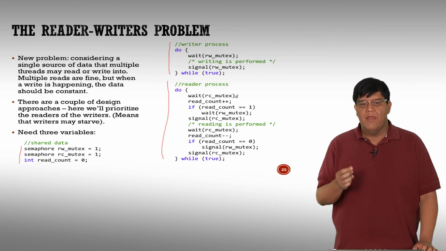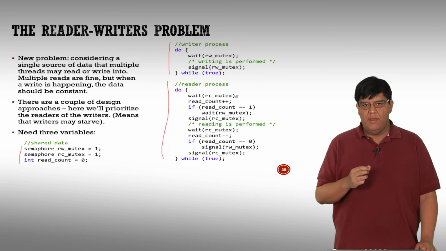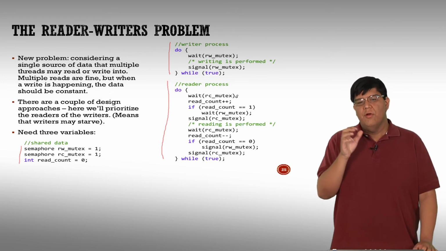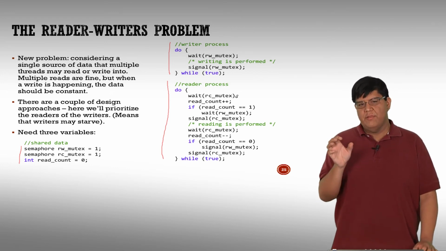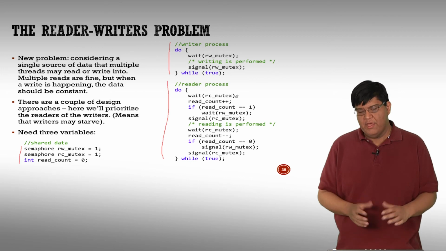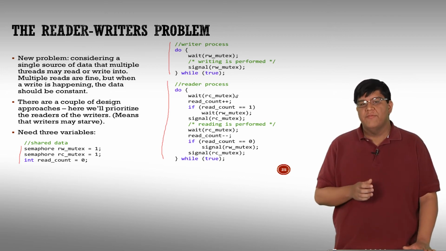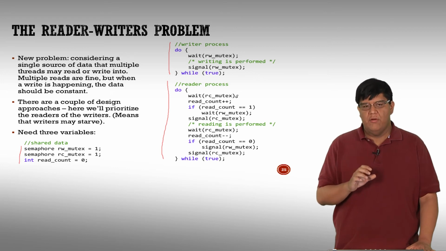Then after I'm done with that, I do another wait on rc_mutex, because I want to get access to that variable again so I can decrement it. There's also an if statement in there again, and it looks a little bit interesting. Basically we ask: is read count equal to 0? So basically, are you the last one out? The reader this code is running in, are they the last one doing stuff? Well, if they are, then it's their responsibility to release that RW lock.